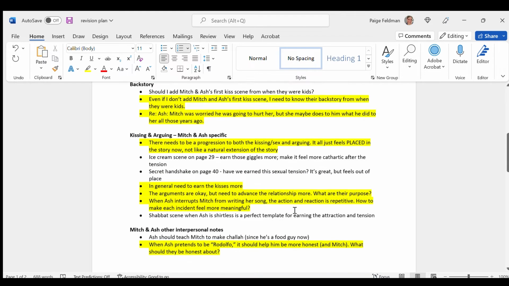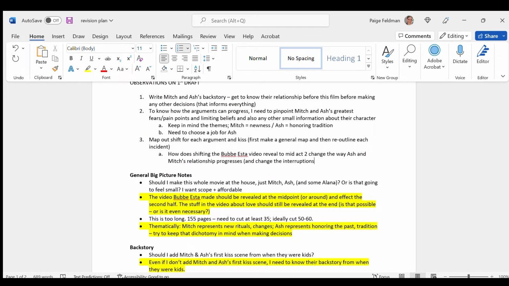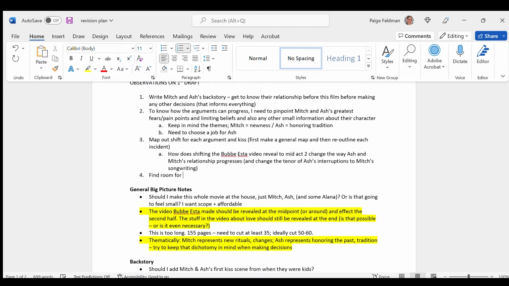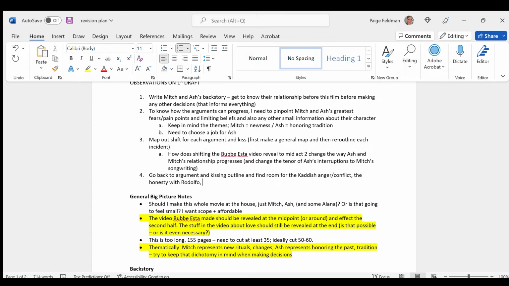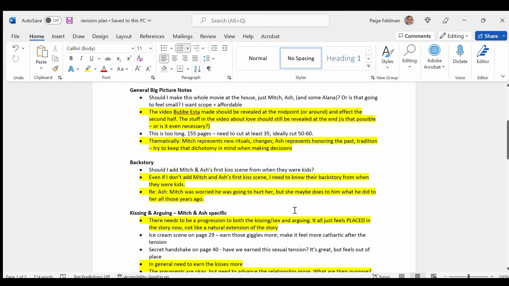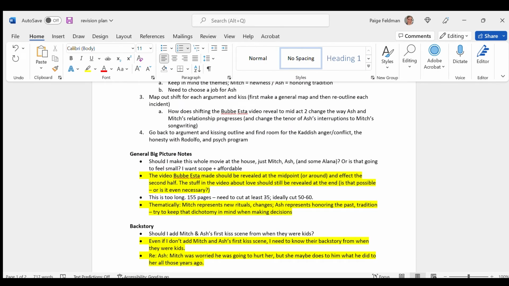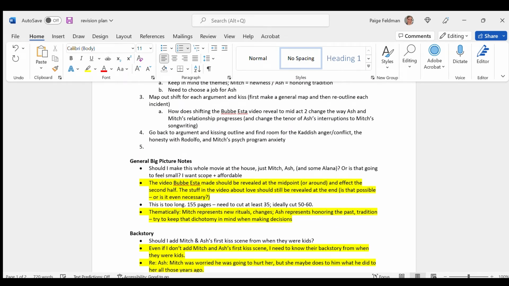And finally, I'll plan out where to drop in the remaining issues. Ash's refusal to say Kaddish, which is a Jewish morning prayer, the opportunities for Ash and Mitch to be honest with each other and how that affects their relationship, and Mitch's anxiety about getting into her psychology master's program and her decision of whether she should quit songwriting to pursue psychology or keep going with her songwriting. After I do all that work, then, and only then, do I put pen to paper and start the physical, actual rewrite, the thing that you think of as a rewrite.